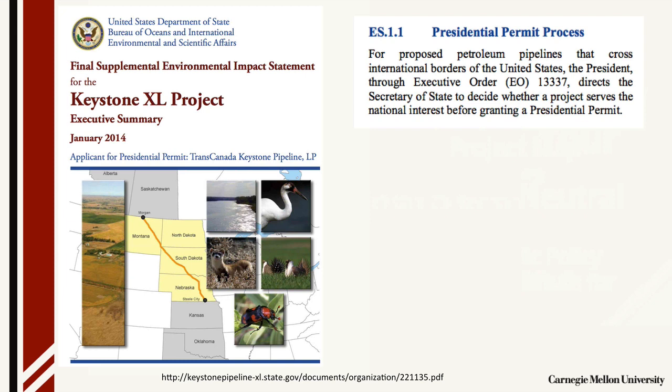Now imagine you were a policy analyst working for the President of the United States, and Congress is considering a bill that would allow the pipeline to be built regardless of any decision made by the Secretary of State. How would you approach analysis? What question would you attempt to answer? Pause the video and write down the question you would answer.